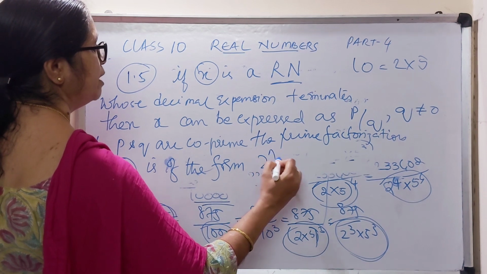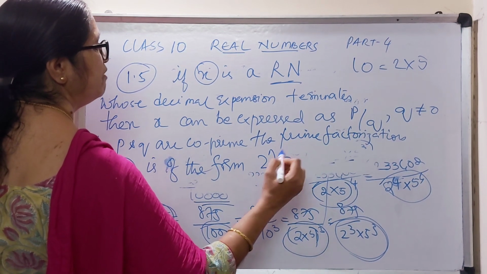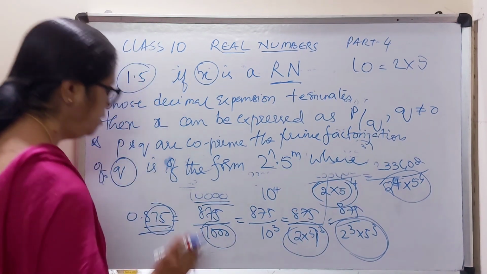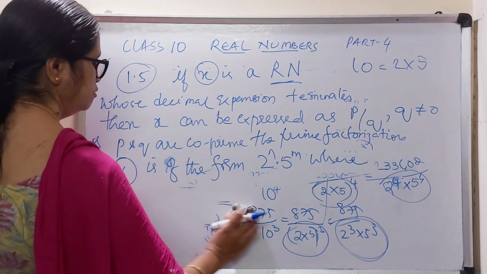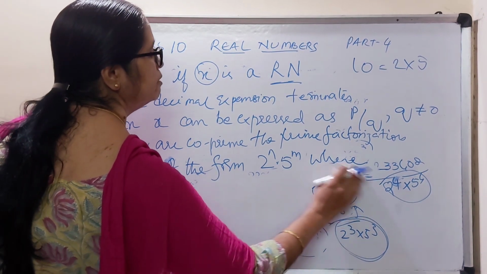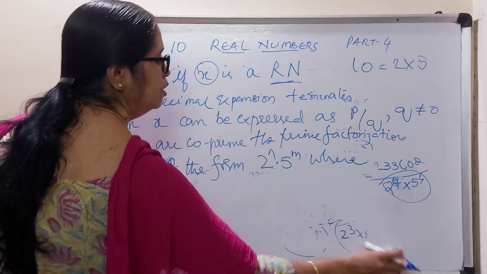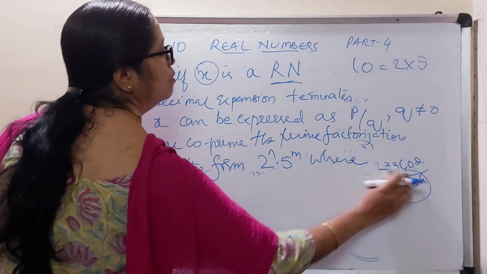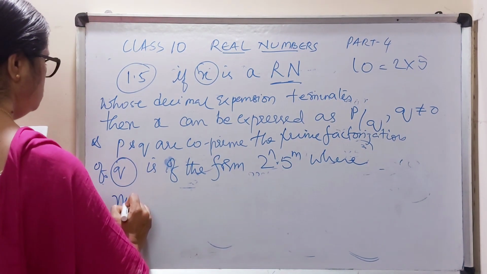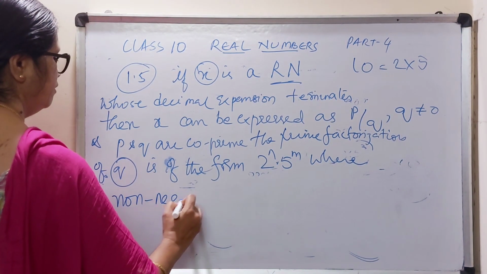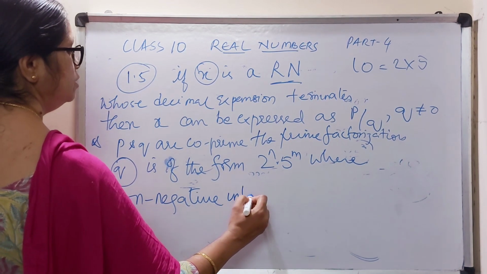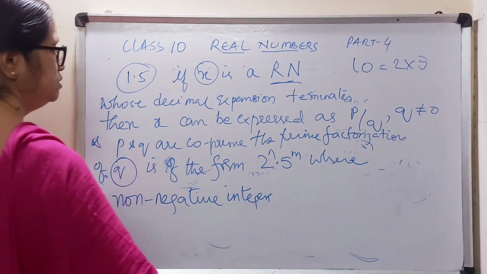2 to the power of n and 5 to the power of m, where m and n are non-negative integers. Okay, this is how it states.